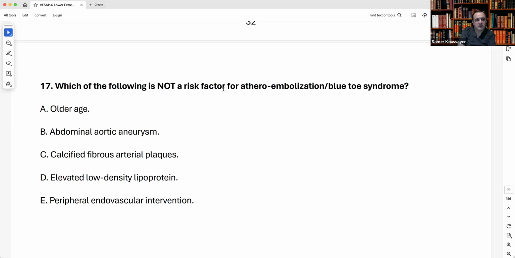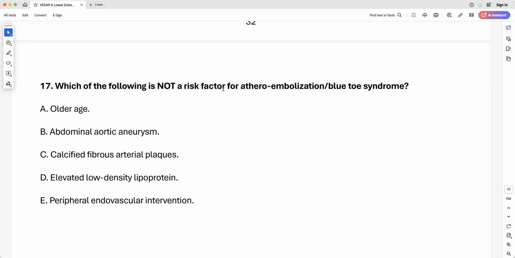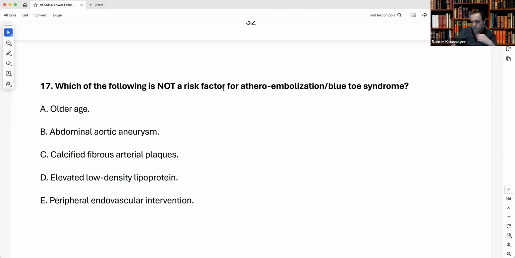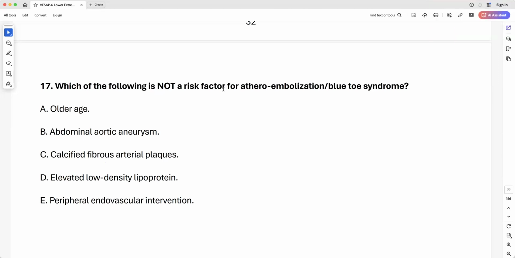All right. So let's start with the risk factors. Which of the following is not a risk factor for atherosclerosis Bluetooth syndrome? Older age. It is a risk factor. Abdominal aortic aneurysm. Formation of atheroma around the abdominal aorta can cause swelling to the extremities. Calcified fibrous arterial plaques. Actually, I saw the answer just now when you were putting the screen down. Okay. Yes, this is the answer. The elevated low density lipoprotein. And the last one, peripheral endovascular interventions.